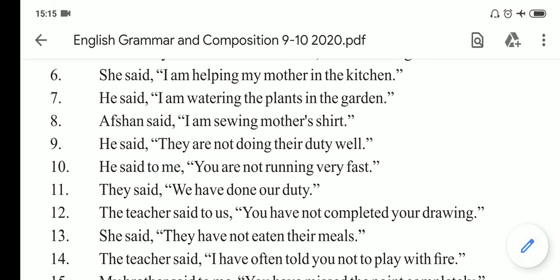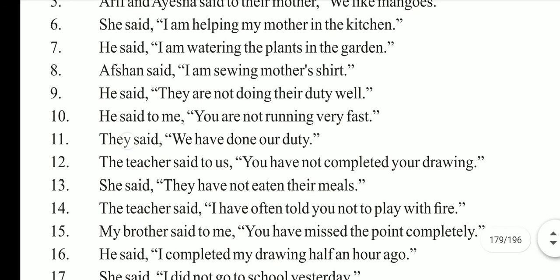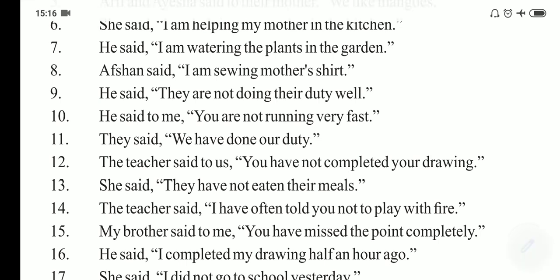He told me that I was not running very fast, because again the present continuous tense will change into past continuous tense according to the rule. They said we have done our duty. They said that they had done their duty.